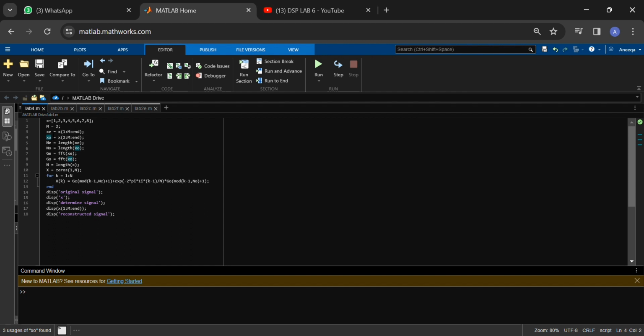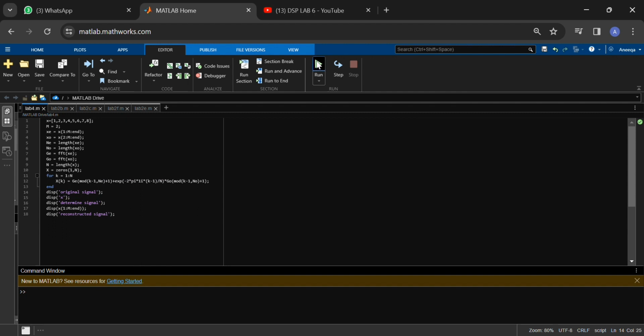First we have taken the even component and odd component, then we have taken its length. Here we have taken n equals length of x, the length of this function. Then we have declared its zeros, and then we have used a formula in which we have a limit from 1 to n. After that we have displayed our original signal, then the determined signal, and then the reconstructed signal.